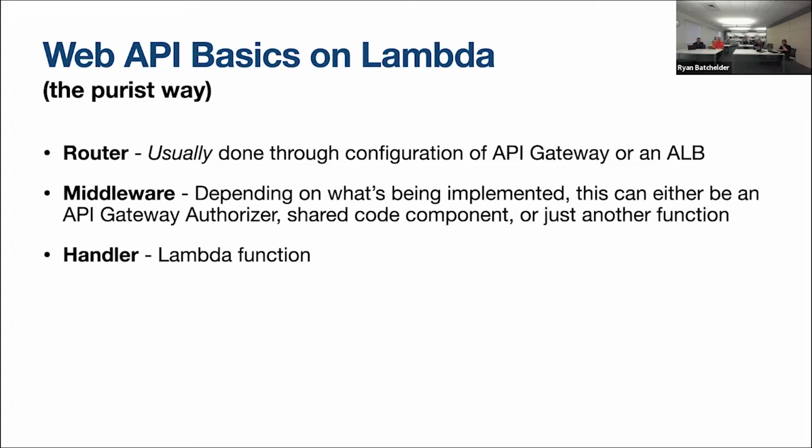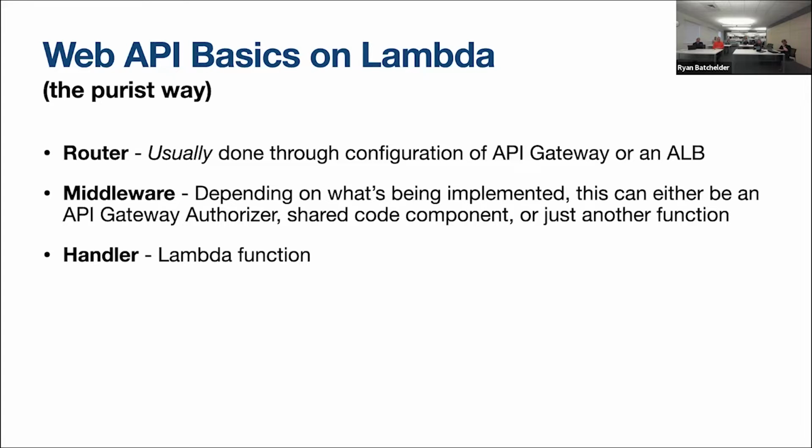Middleware is kind of a muddy space. It was kind of a muddy space when I explained it in the last slide too. But this really depends on what's being implemented. And the easiest example here that you're going to hear thrown around a lot is the API Gateway authorizer feature. And that is a feature designed for one type of middleware. And this is the nature of a lot of these things: you may satisfy this middleware concept with a bunch of different features in AWS.